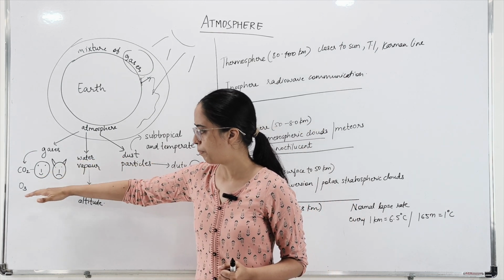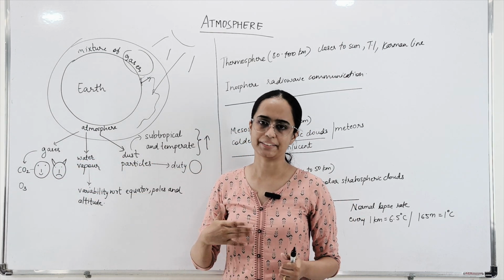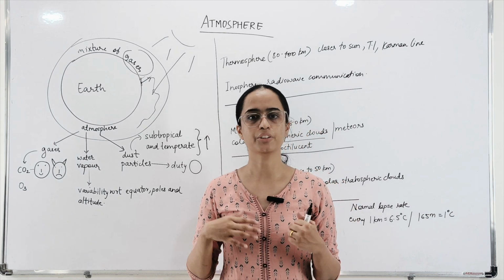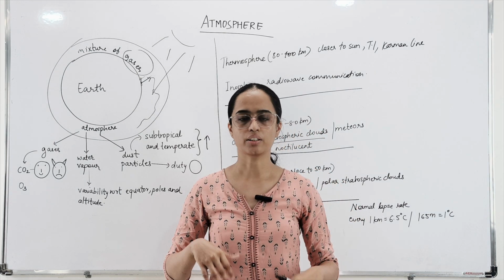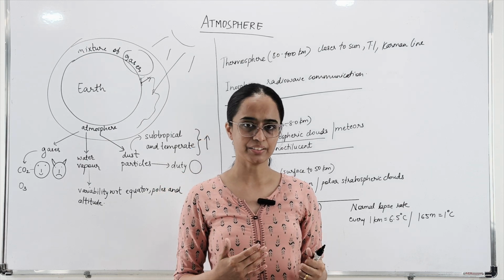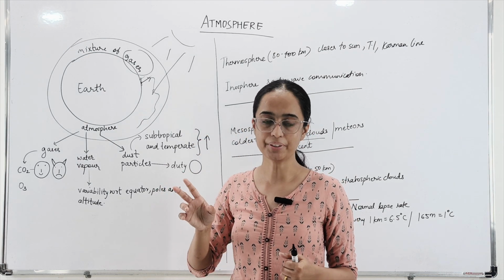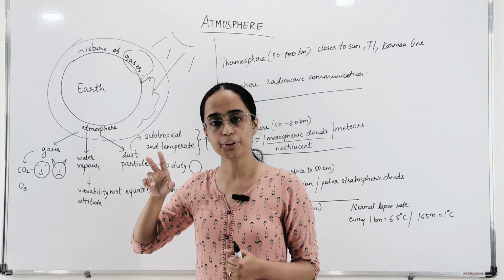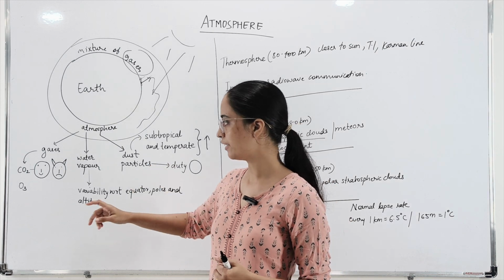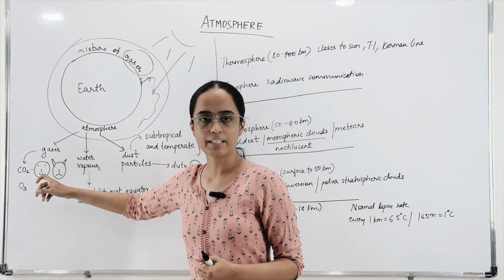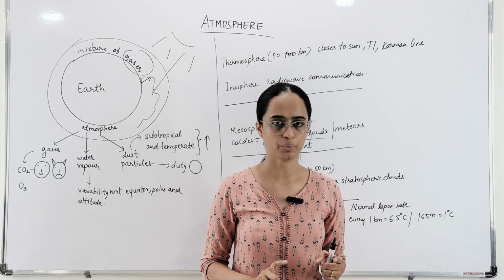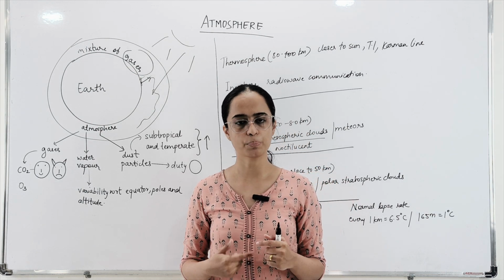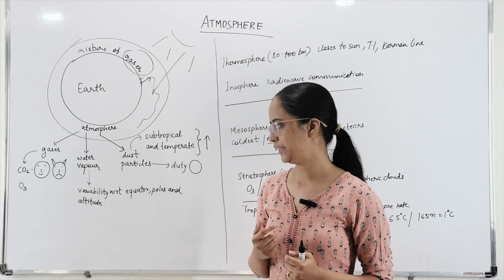So, apart from these two, there are other gases as well in the atmosphere. There are numerous gases: oxides of nitrogen, oxides of sulfur, and many other things. But these two are important, and you need to know about them. You need to know their importance. Again, just like carbon dioxide has its own advantages and disadvantages, ozone also has its own advantages and disadvantages, and we will be learning about it in later videos.